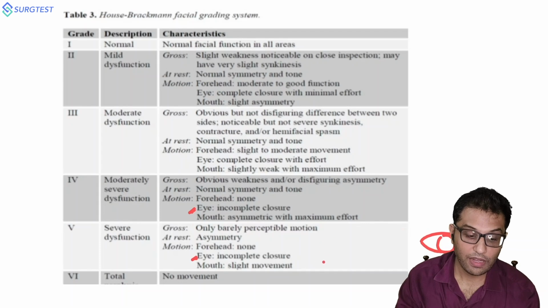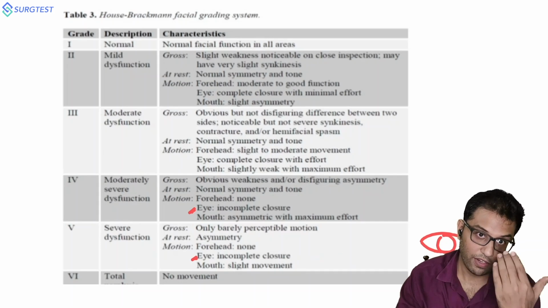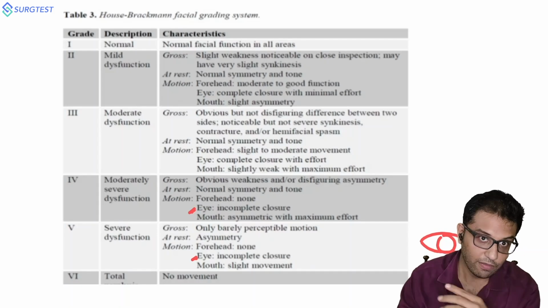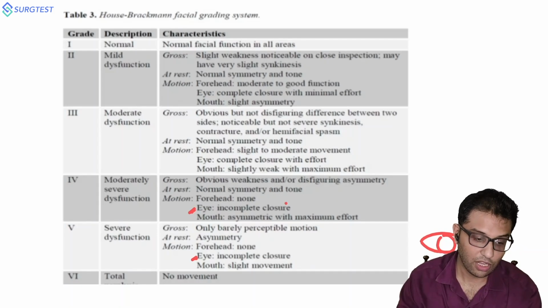So Bell's phenomenon can be easily visualized in grade 5, but not in grade 4. Because in grade 5 the eye closure is incomplete, that is, it is more open. If it is more open, we can see Bell's phenomenon, that is, upward rolling of the eyeball, in grade 5, but it cannot be seen in grade 4. So that is how we differentiate the incomplete closure of grade 4 versus grade 5.